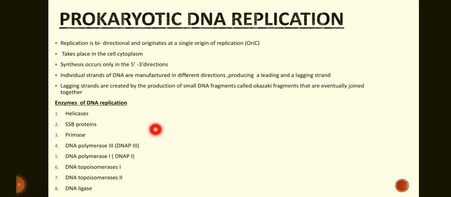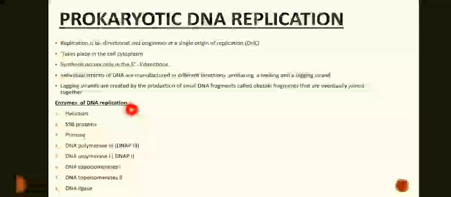Now, let's talk about the enzymes for prokaryotic DNA replication. These are helicases, single strand binding protein, primase, DNAP III, which is abbreviated as DNA polymerase III, DNAP I, which is abbreviated as DNA polymerase I enzyme, then DNA topoisomerase I, DNA topoisomerase II, and lastly DNA ligase. Now let's discuss the functions of these enzymes in detail.